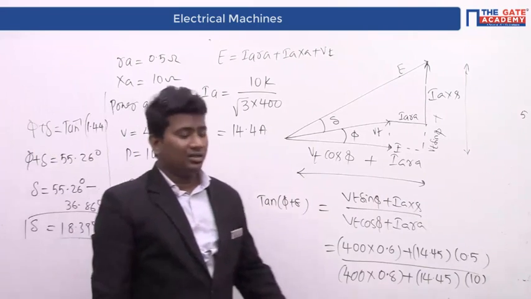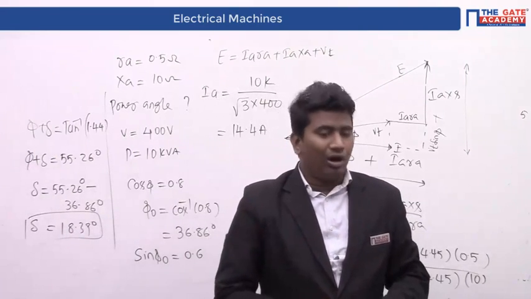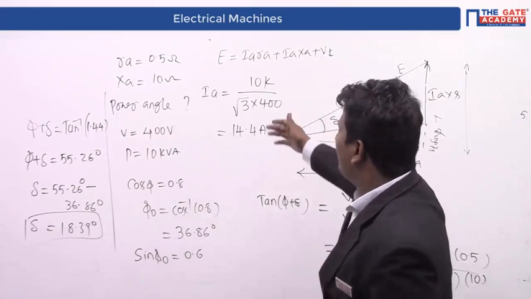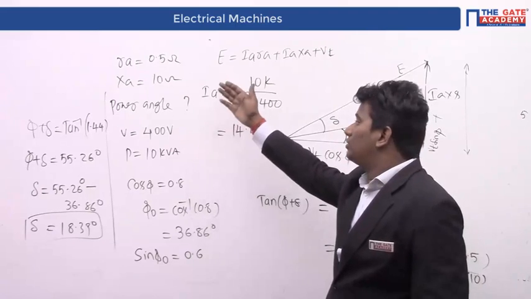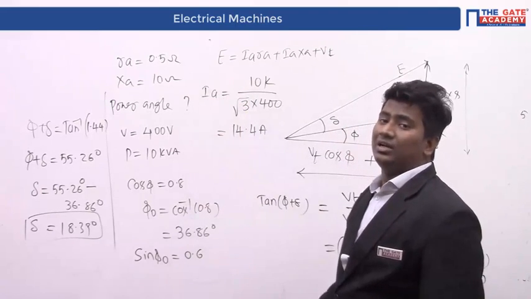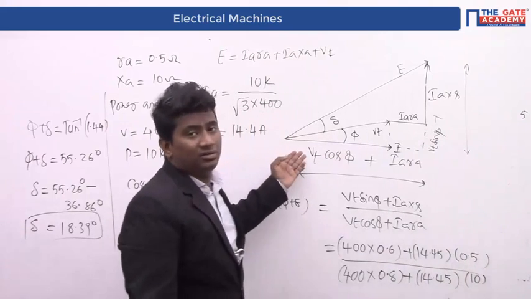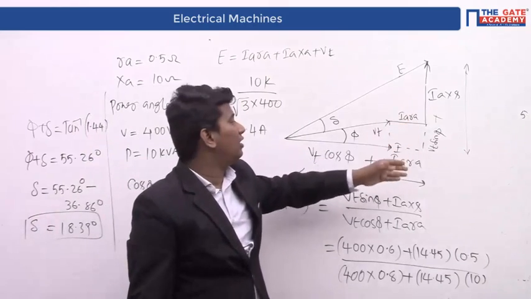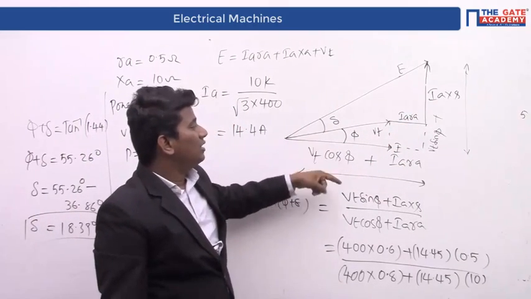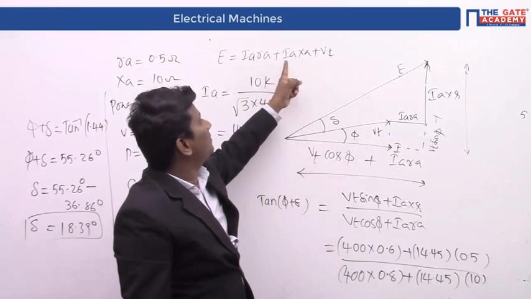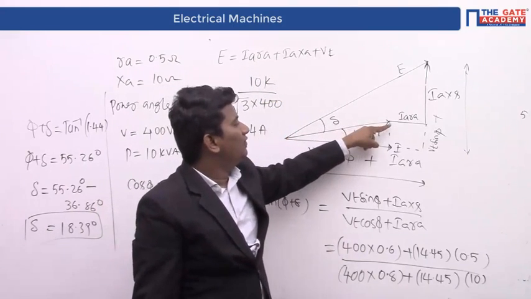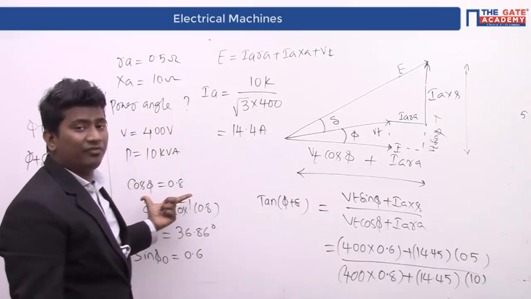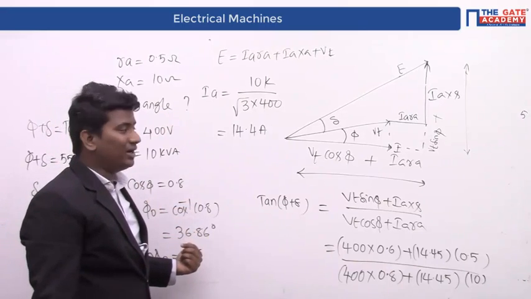So, how to find out that delta? Delta is nothing but the load angle or power angle. How to find out that load angle or power angle? We just have to read the data they have given. We need a phasor because it is very difficult to find out the load angle. Once you know the phasor, only then can you solve for the load angle. So as we know, E is equal to IA RA plus IA XS plus VT. I is the lagging current. At which power factor is it lagging? It is lagging at a power factor of 0.8 and its angle is 36.86 degrees.